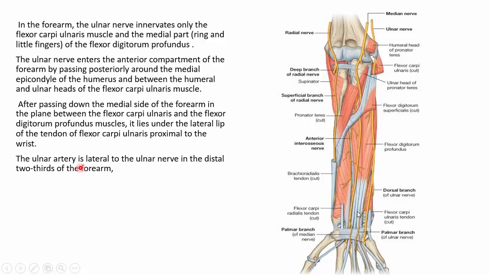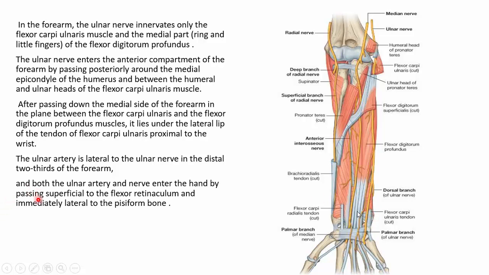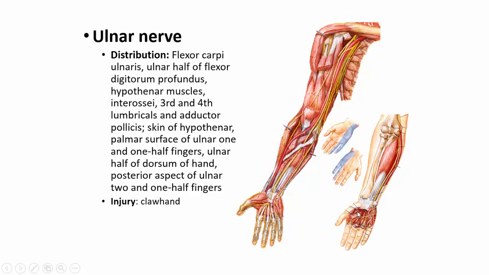The ulnar artery is lateral to the ulnar nerve in the distal 2/3 of the forearm. If the picture showed the artery, its location would be here, lateral to the ulnar nerve. Both the ulnar artery and the nerve enter the hand by passing superficial to the flexor retinaculum, immediately lateral to the pisiform bone. The ulnar nerve, as we mentioned, we will see it later in pictures.